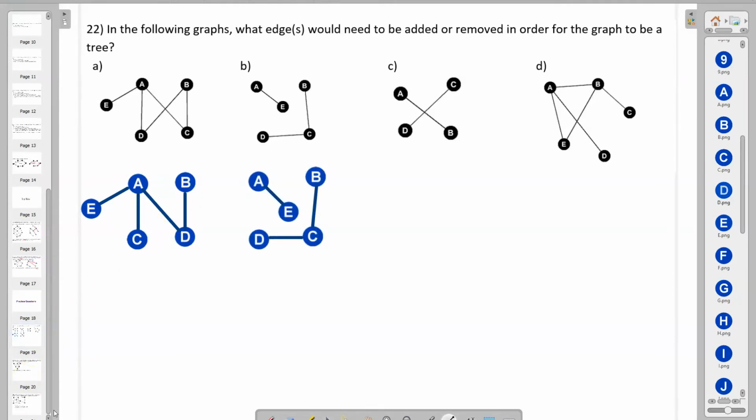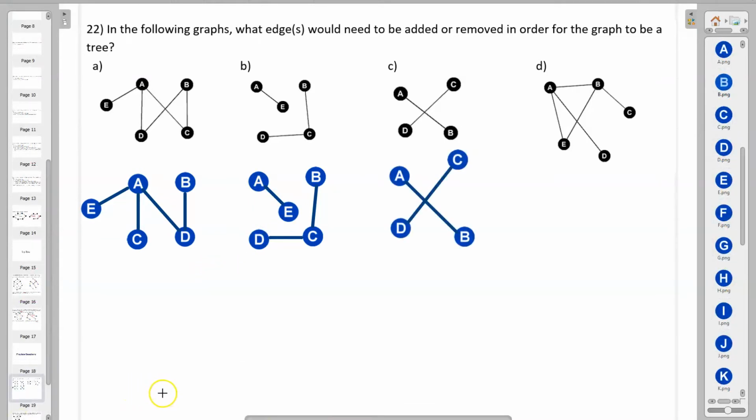In question B, there are also several solutions. In this case, we're adding edges to the graph. Adding A to B gives us a connected graph with no circuit. We could, of course, have done something like E to C as well, or E to D.